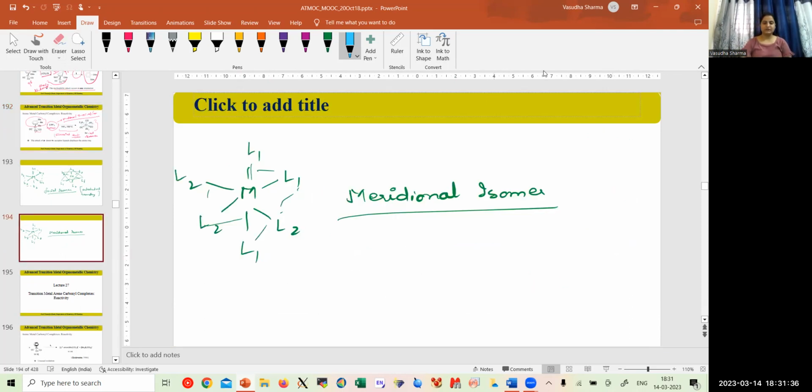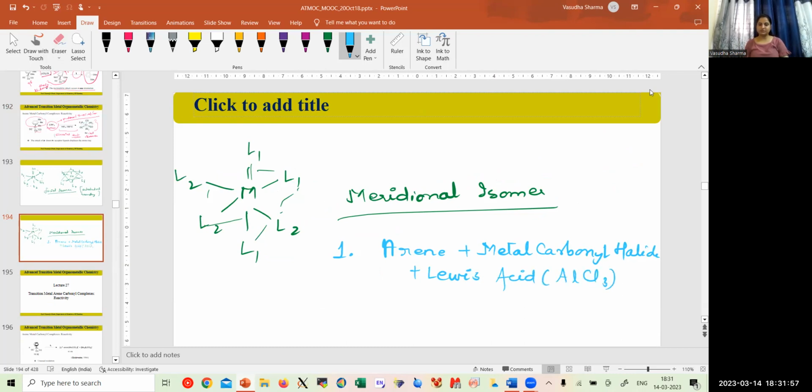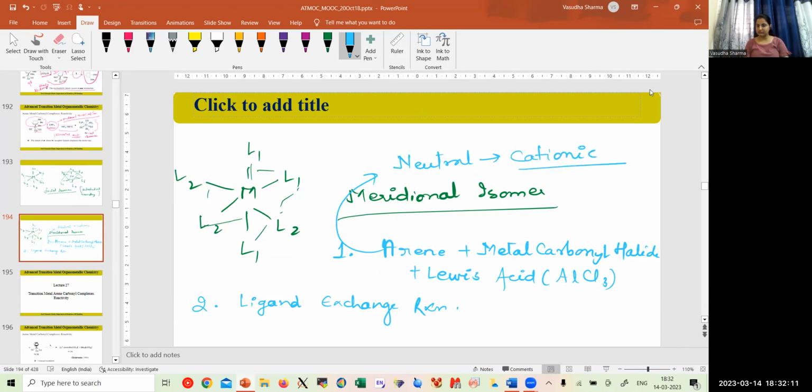We'll just revise what we saw. Firstly, the preparation method was to use arene metal carbonyl halide in presence of fused acid, which is AlCl3. That was the first preparation method. Second, what we saw was ligand exchange reaction. So here it changes from neutral to a cationic species, maintaining that valence cycle. It was from neutral to neutral, which we have seen.